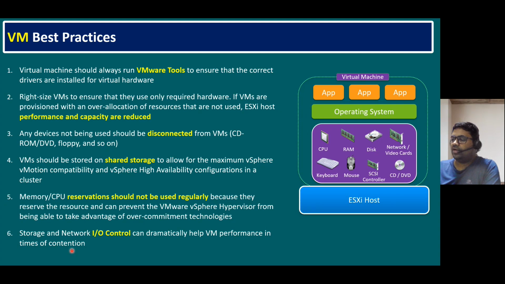Even for network IO control, if you do not enable it, virtual machine performance may suffer in times of contention. We are unable to analyze which VM or which specific application server is consuming high IO, high input and output, on the storage layer and network layer.